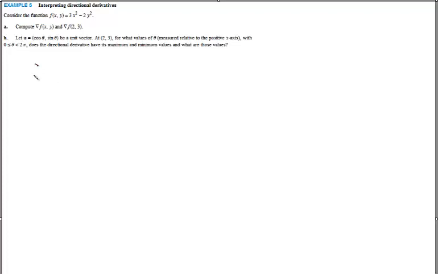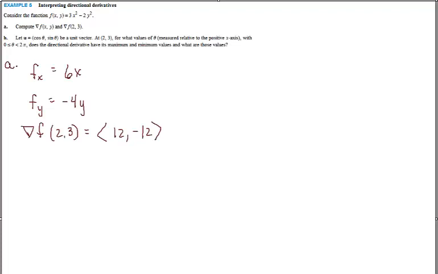This next example is very similar to our last one. I'm going to compute the partial with respect to x and the partial with respect to y, and then I'm going to find the value at that point. Alright, and there's my A part.